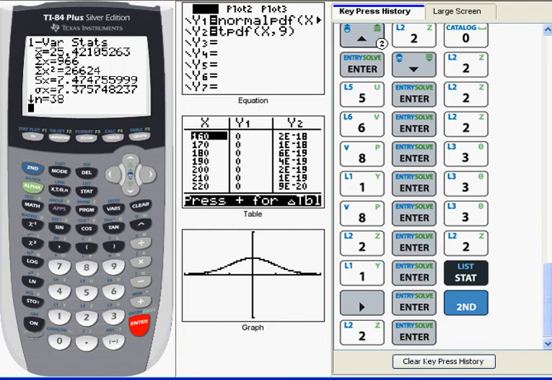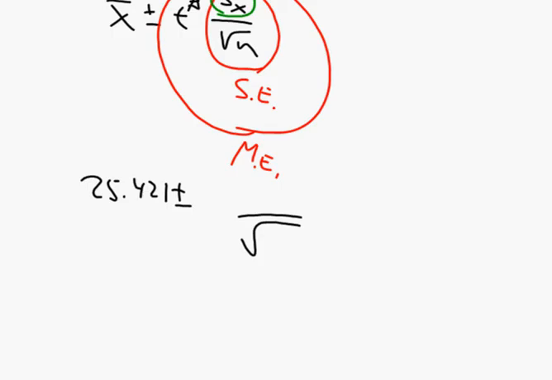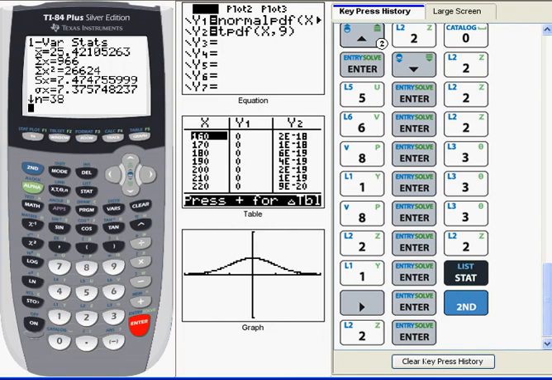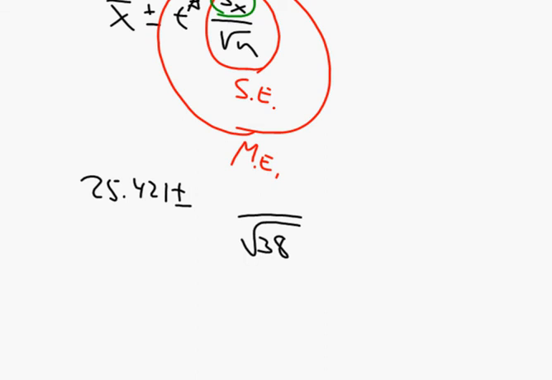Well, n's 38. That's good. That's a nice big sample size. So we know by our rules it's safe to use the t procedures. So n is 38. S of x is given to us. It's 7.475. And then lastly, t star, well, we want a 95% confidence interval and a degrees of freedom equal to 37.